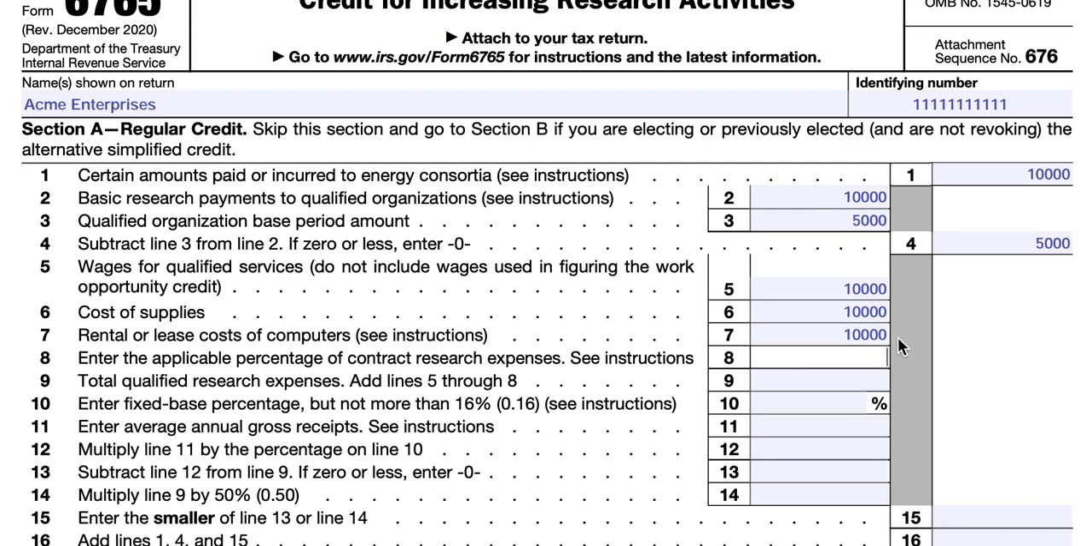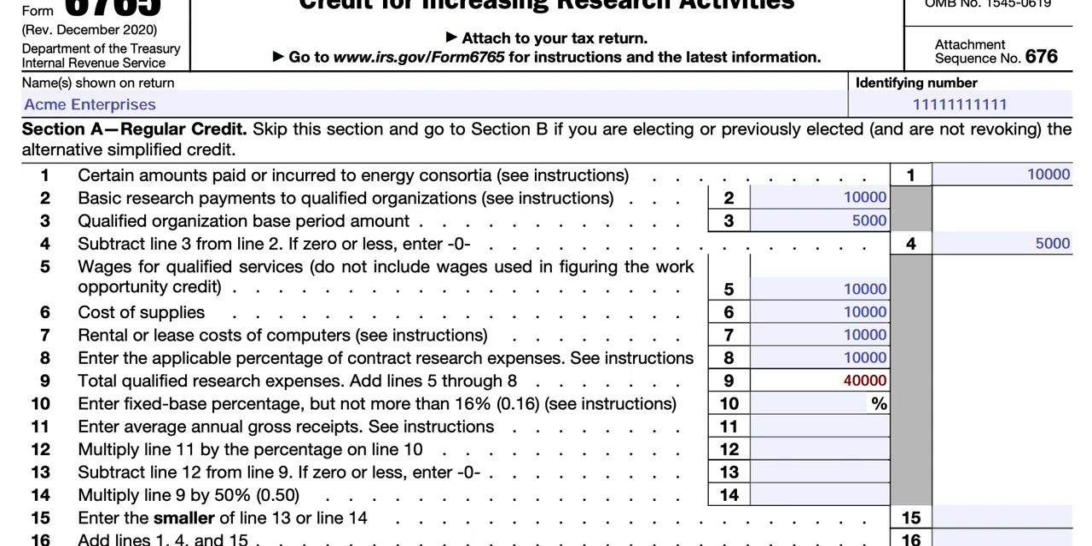So let's just say that we do all of that calculation offline and we come up to $10,000. In line 9, we'll enter total qualified research expenses, which simply means that we're going to add lines 5 through 8, and we've got $40,000.